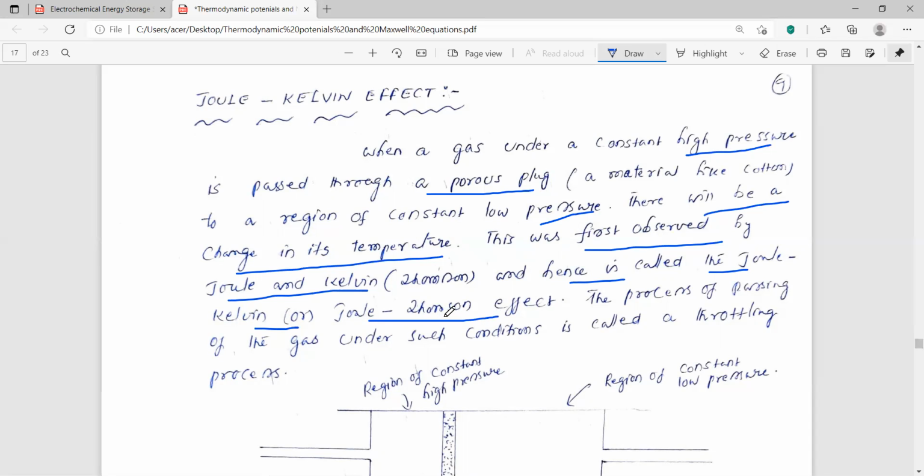So once again, I repeat this. If you allow a gas to pass through a porous plug, a material like cotton, from the region of high pressure to the region of low pressure, then there will be a change in its temperature. This was first observed by Joule Kelvin. That is why this effect is called as Joule Kelvin or Joule Thomson effect.